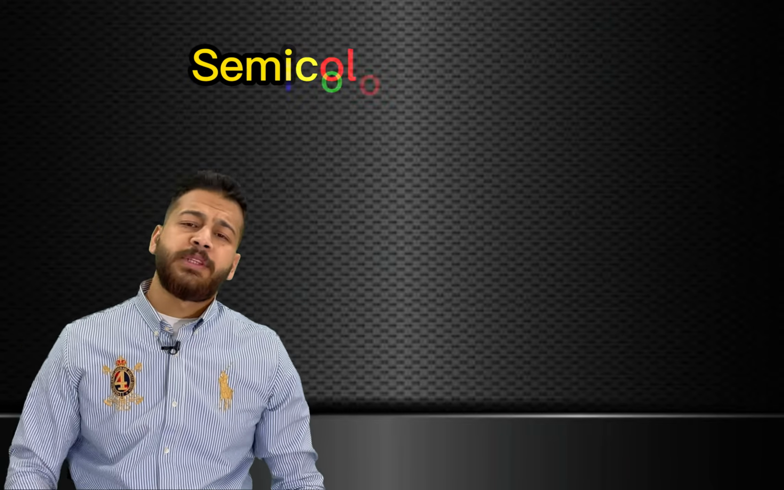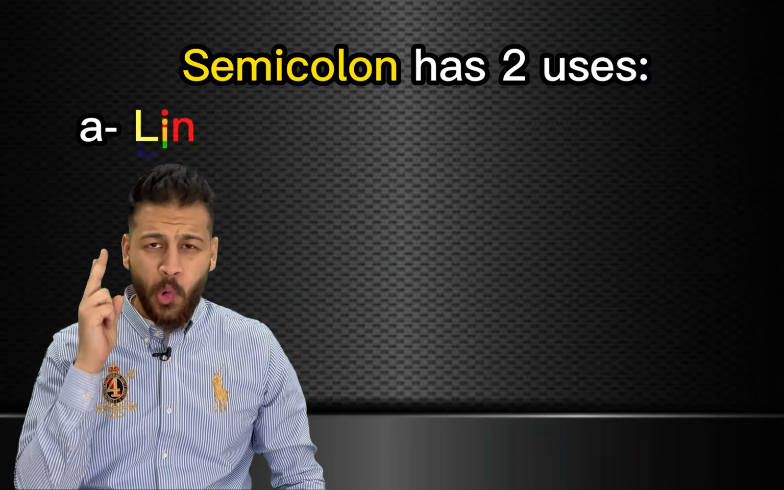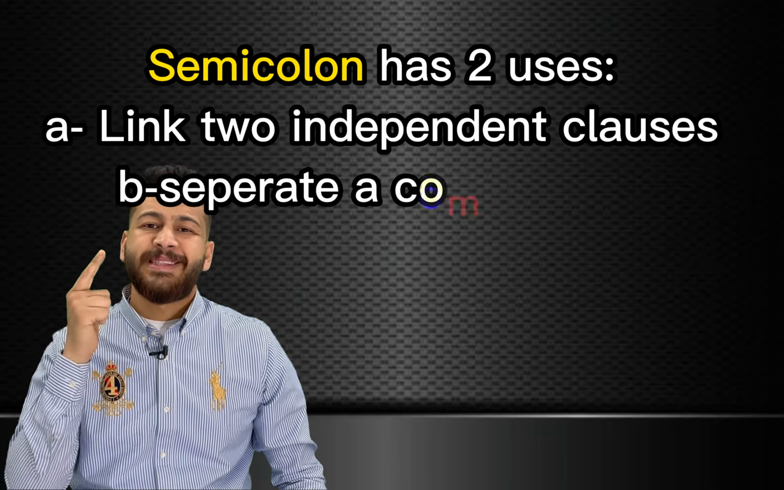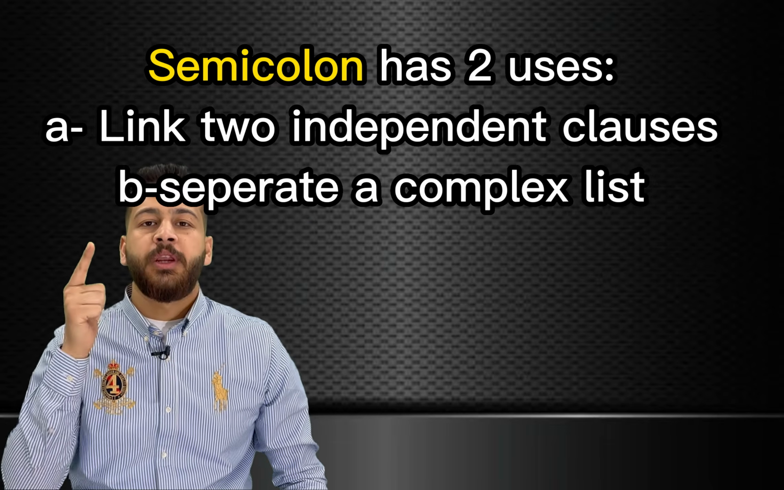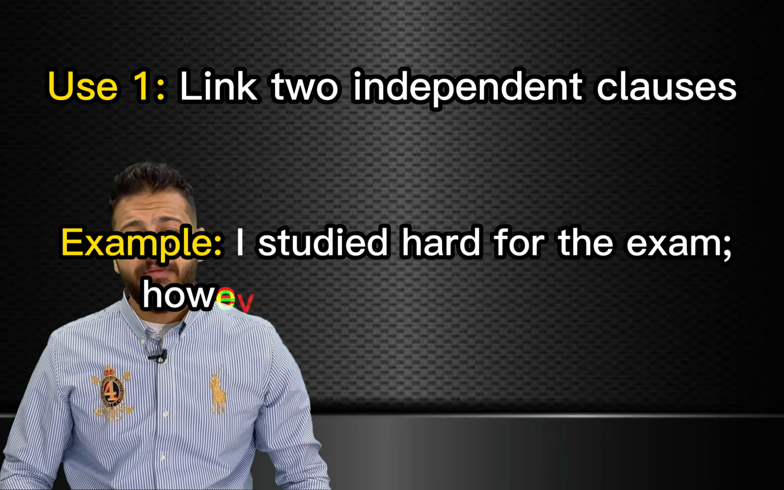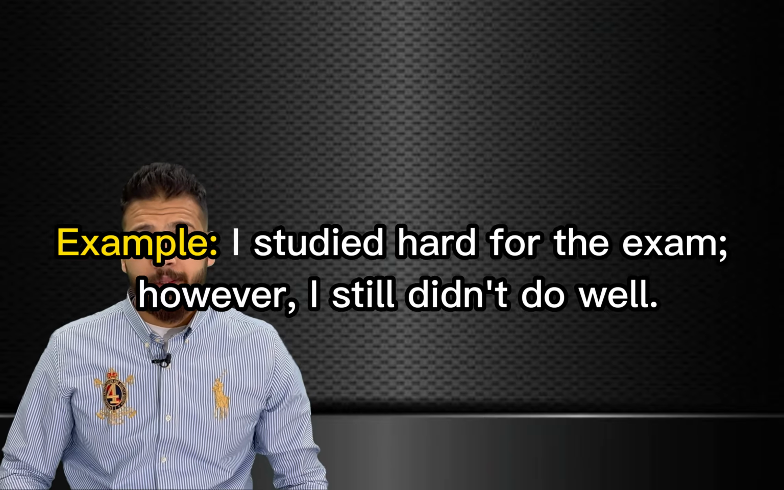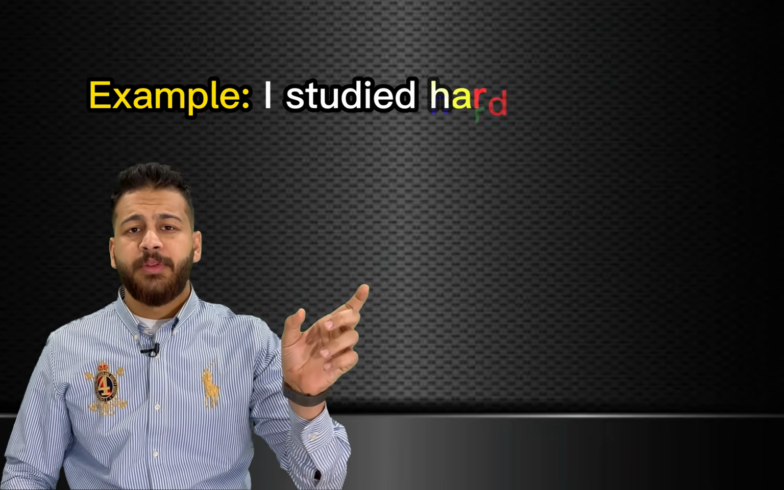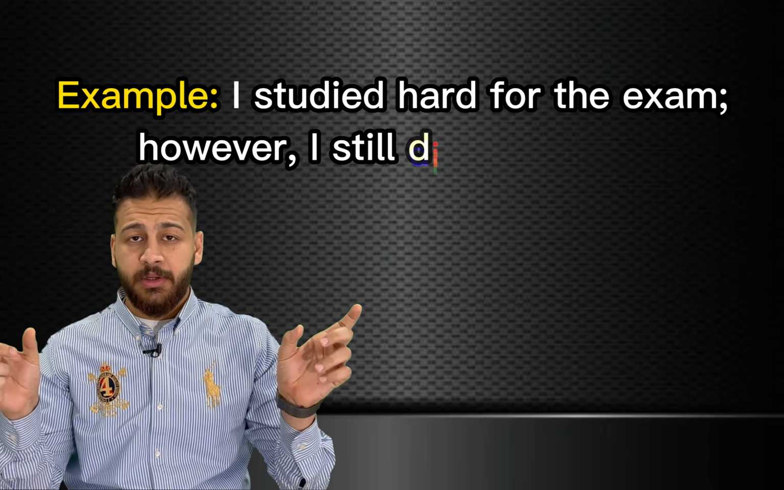The second punctuation mark that we have is the semicolon. And the semicolon, guys, has two uses only. The first one is joining two independent clauses together, and the second one is use in a complex list. Let's have an example for each one. I studied hard for the exam; however, I still didn't do well. Of course, this won't happen because you watched my video. Anyway, so here the semicolon is used to join two independent clauses. The first clause is an independent clause and the second clause is an independent clause.